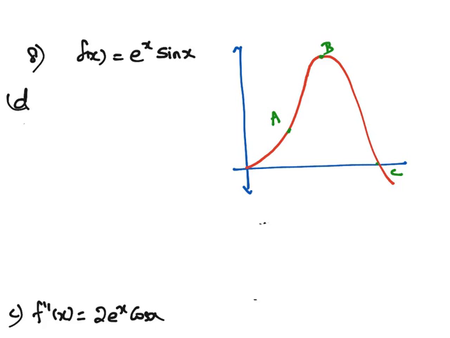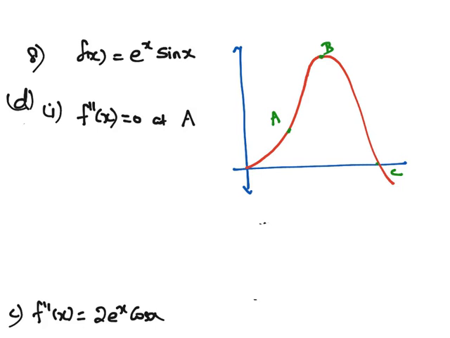Now D, the next question is D1. Write down the value of f double dash of x at A, where A is the point of inflection. Now we know that the second derivative will be 0 at any point of inflection. So f double dash of x equal to 0 at A. So that is the answer.